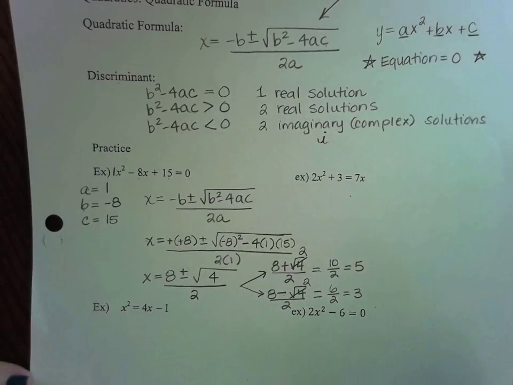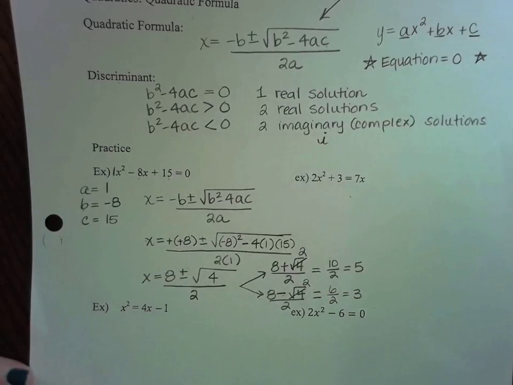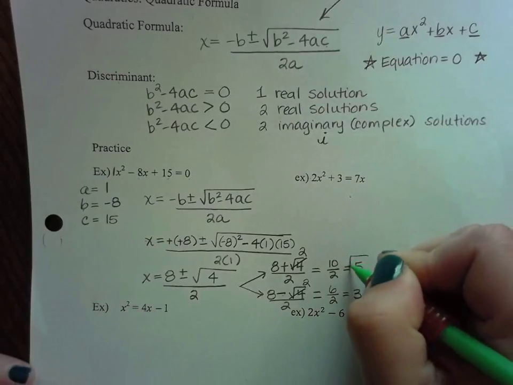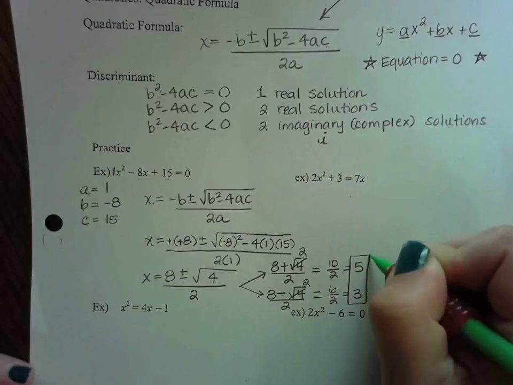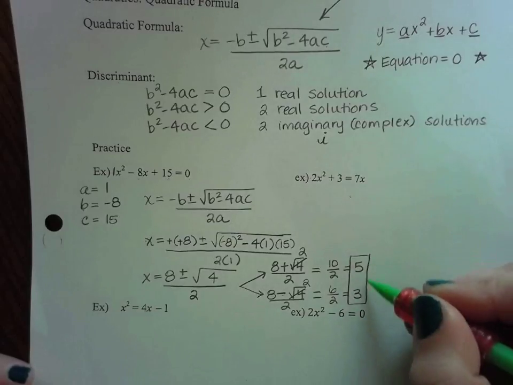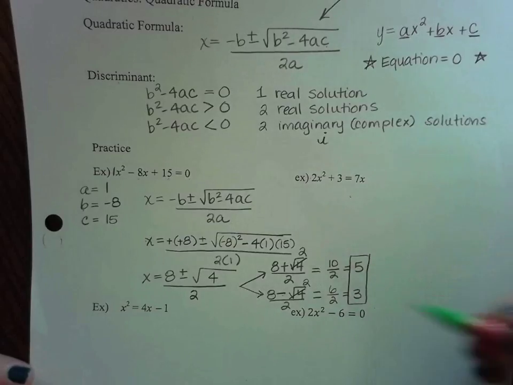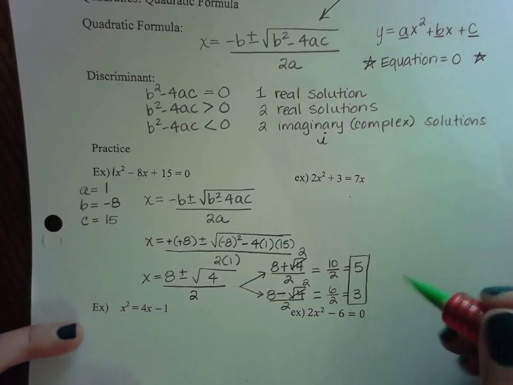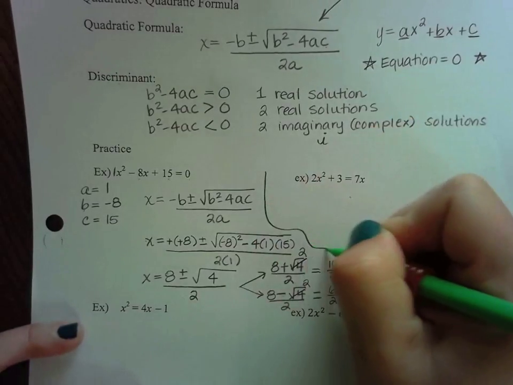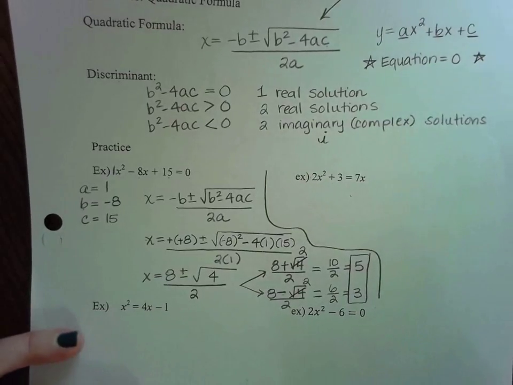So your 2 answers, your 2 solutions, your 2 roots, your 2 zeros, the 2 places where this parabola would cross the x-axis would be at x equals 5 and x equals 3. That's how you use the quadratic formula. So I'm going to kind of mark this off. Let's do the second example.